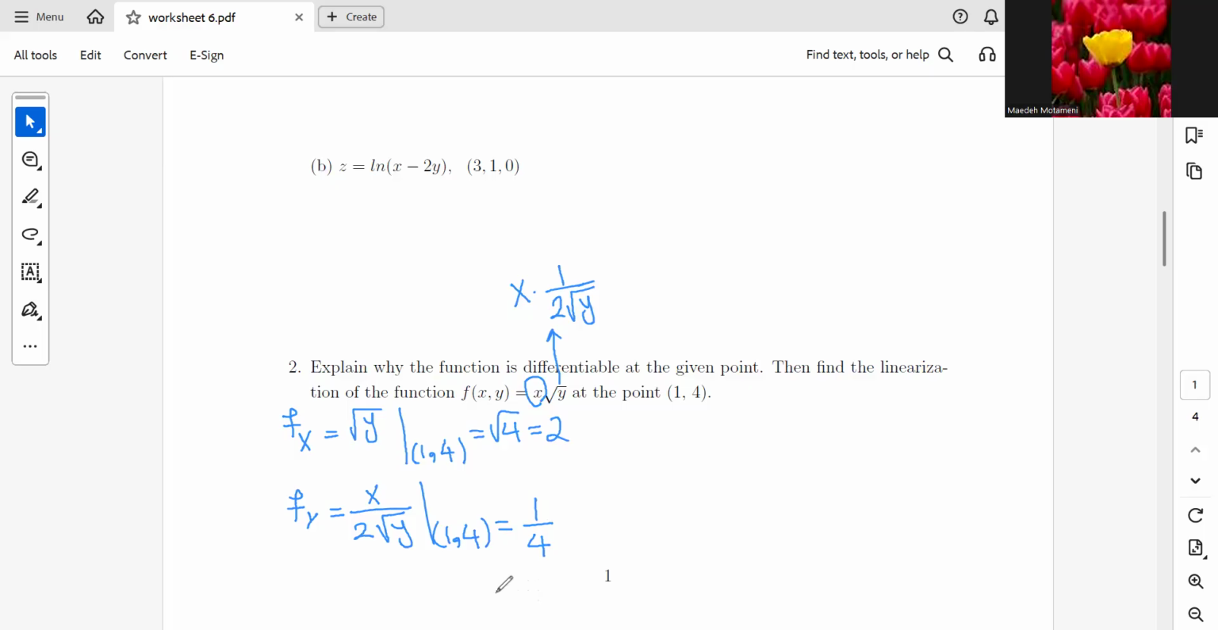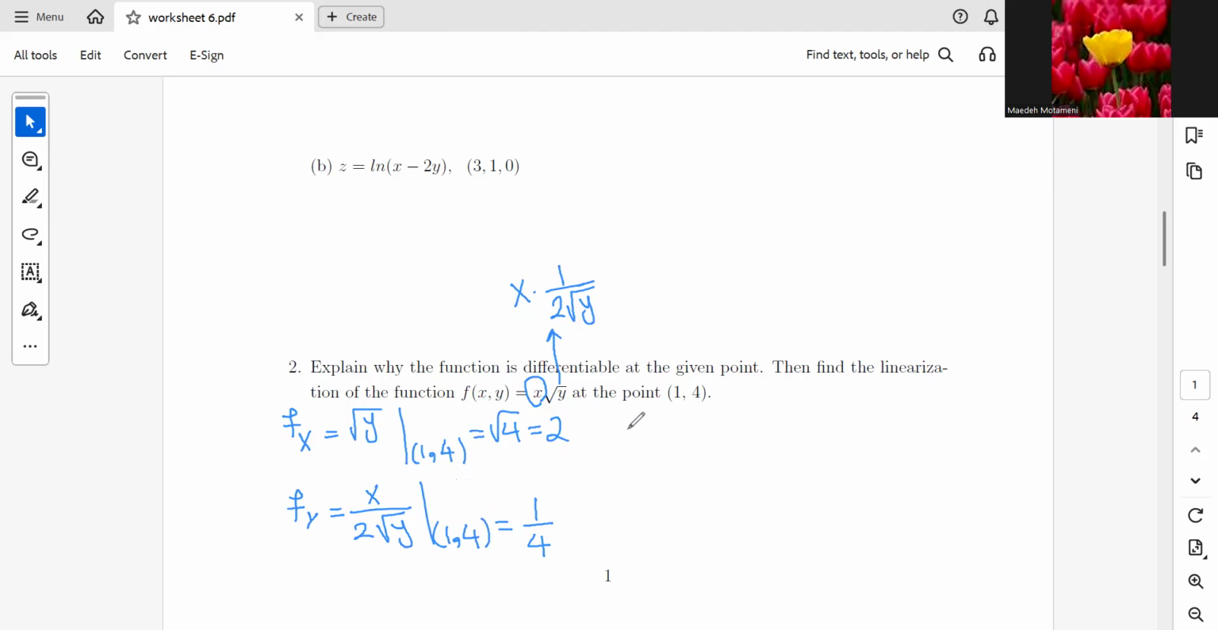Before writing the linearization, we need to know that these functions are differentiable. So based on theorem number 8 in the lecture slides, we know that both of these two functions that we have as the partial derivatives are continuous under the domain. So when y is positive, because the domain of square root of y should be a positive number, we can say that according to theorem 8, f is differentiable at the point that is given to us.